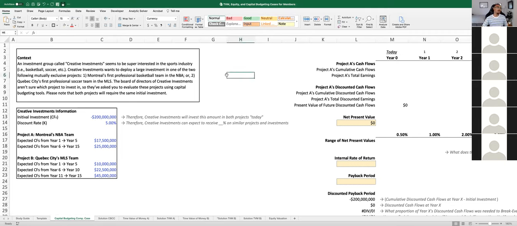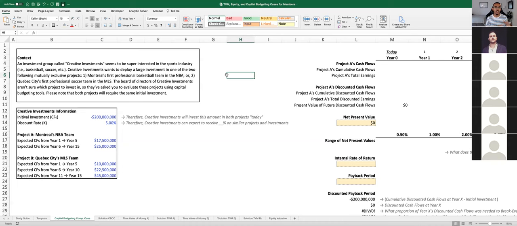All right. You'll tell me if the prompt is clear, and if not, we'll try to adjust it. So an investment group called Creative Investments seems to be super interested in the sports industry. So we're talking basketball, soccer, American football, cricket, whatever you want to call it, okay? The company Creative Investments wants to deploy a large investment in one of the two following mutually exclusive projects, all right?